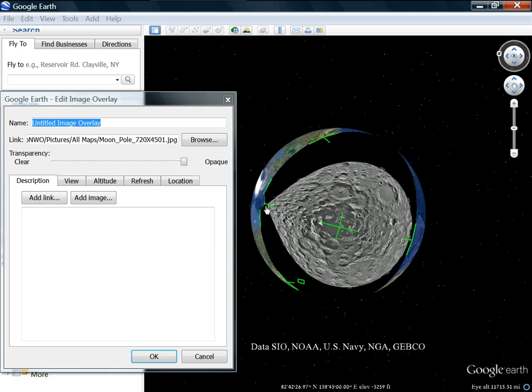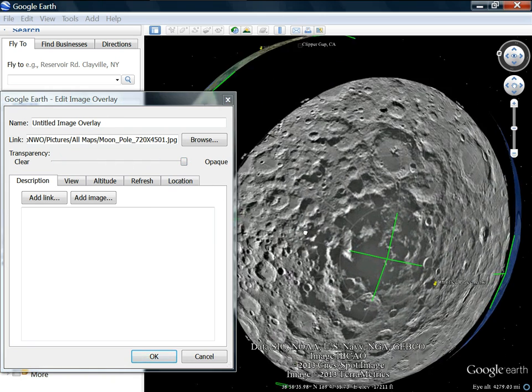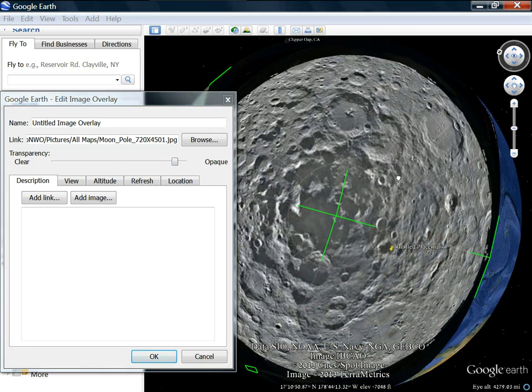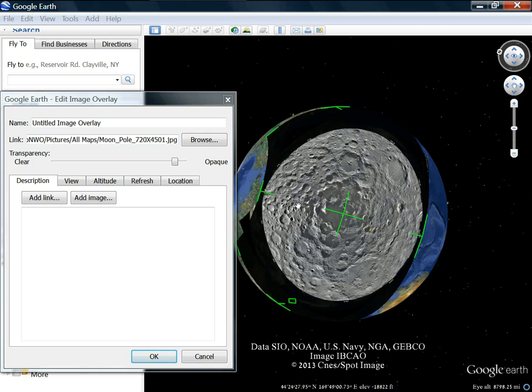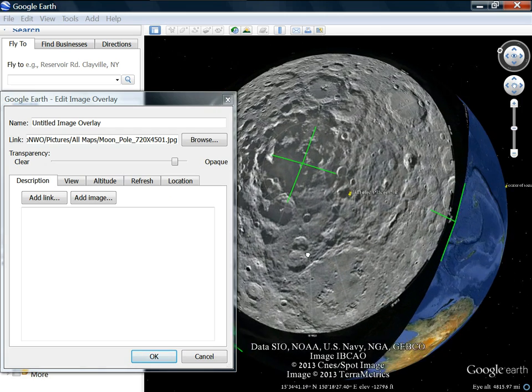Oh man, it's getting close to the pole up here. It's going to get kind of weird. Okay, here we go. Really close already. I think I'm almost there. Let's see. I want the Schrodinger crater. Where is it? There it is.